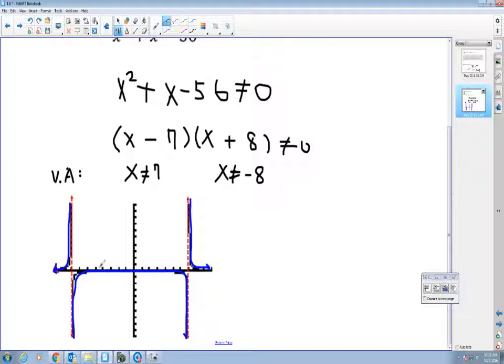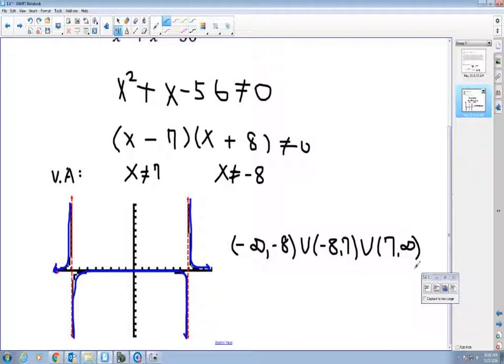So my domain has got to be from negative infinity, using parentheses, comma, all the way to x equals -8. Union, my function exists between the two vertical asymptotes, so that will be between -8 and 7. Union, it will also be from 7 going on to infinity.